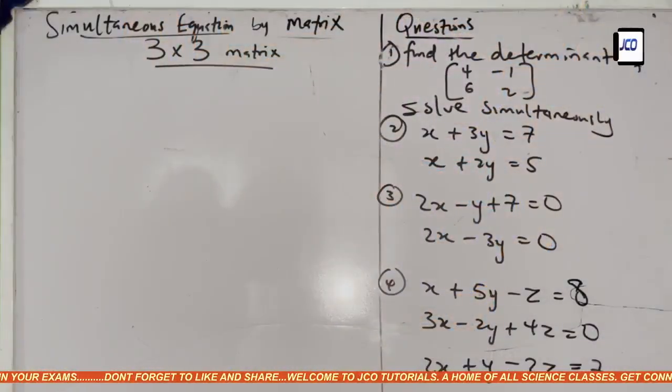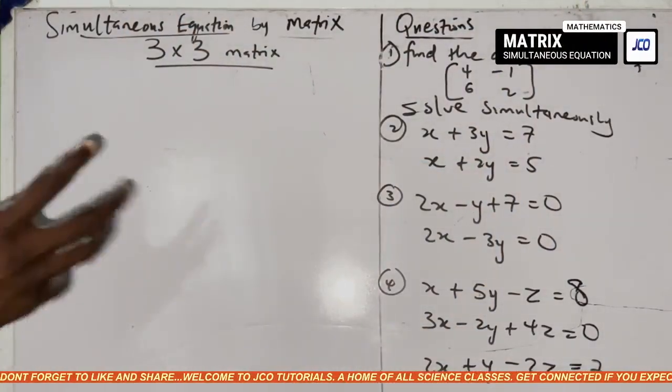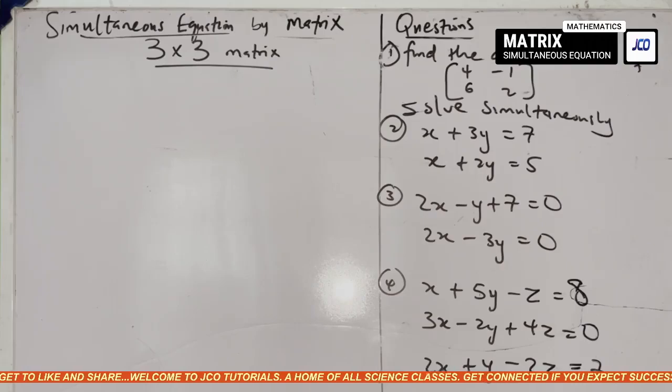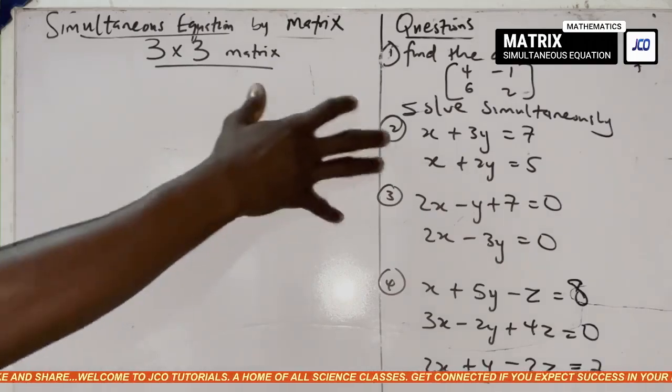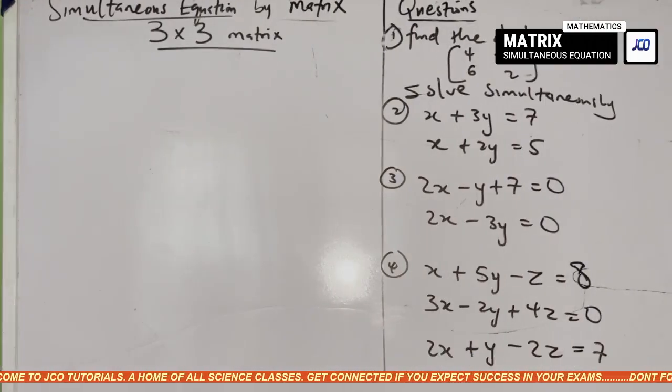Okay, so we continue in our class, and now we are going into the fourth one, which is 3 by 3 matrix. We've done 2 by 2. This is going to be a long way, so let's follow on.